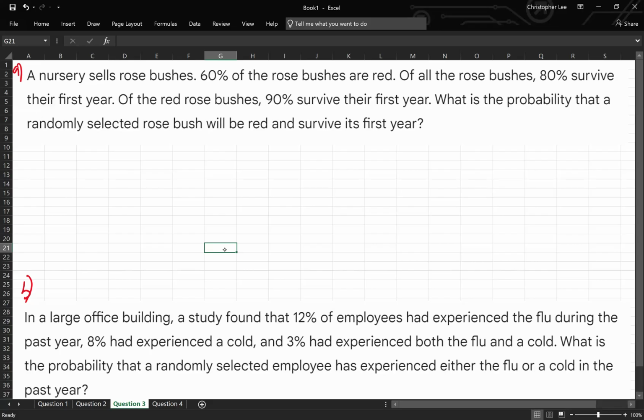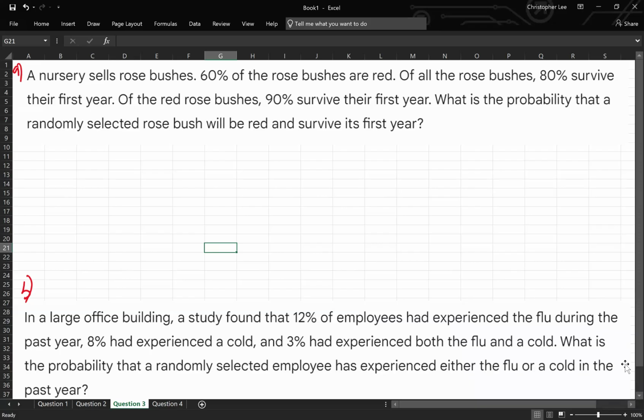And I think that should be enough time to get these questions done. So a nursery sells rose bushes. All right, in honor of the rose bushes, we'll keep the same font color. Okay, anyway.